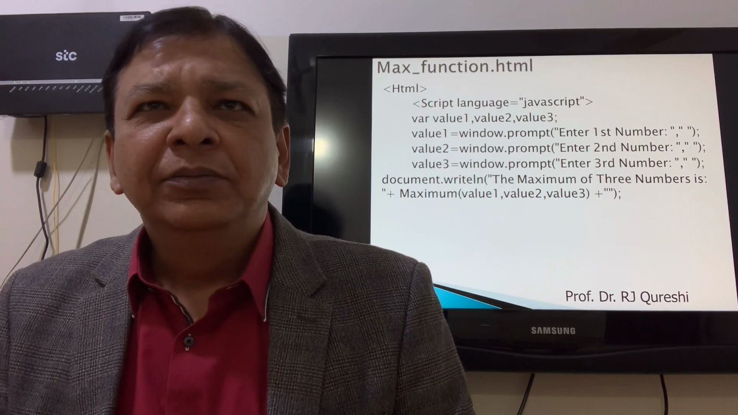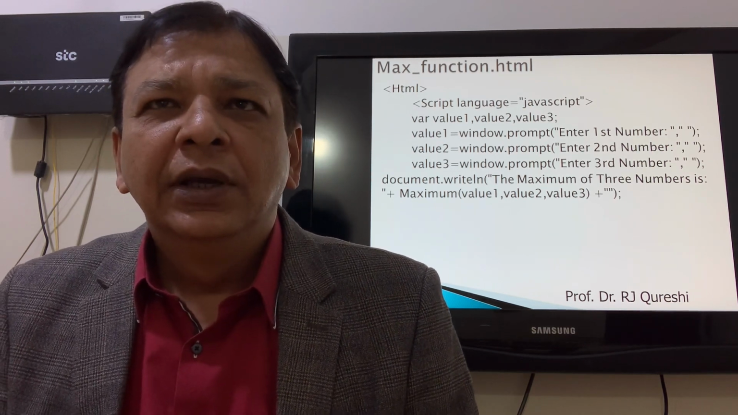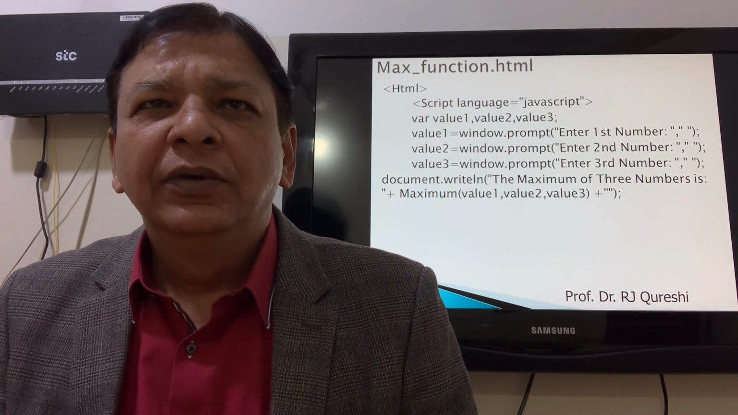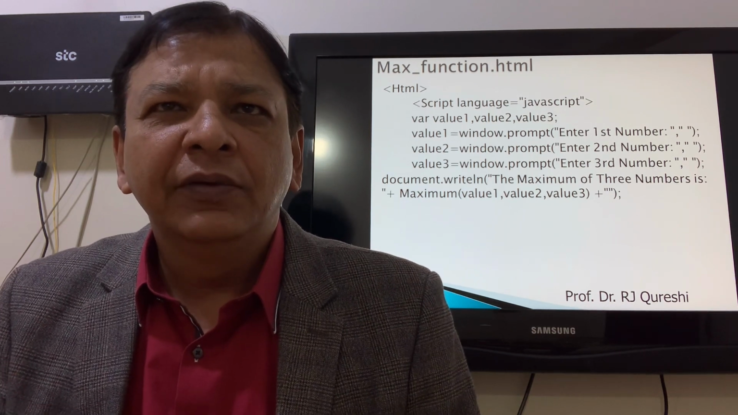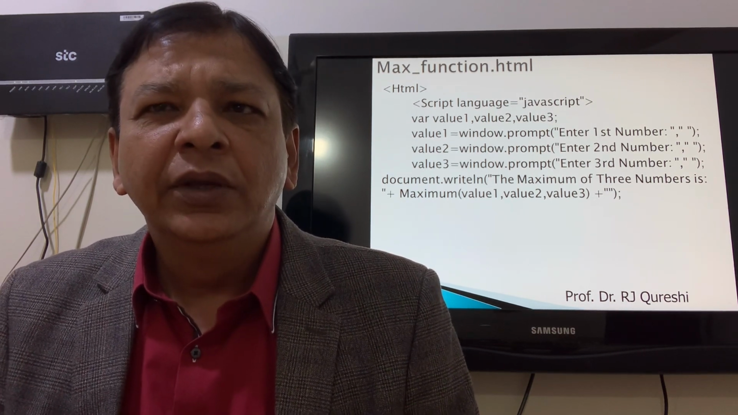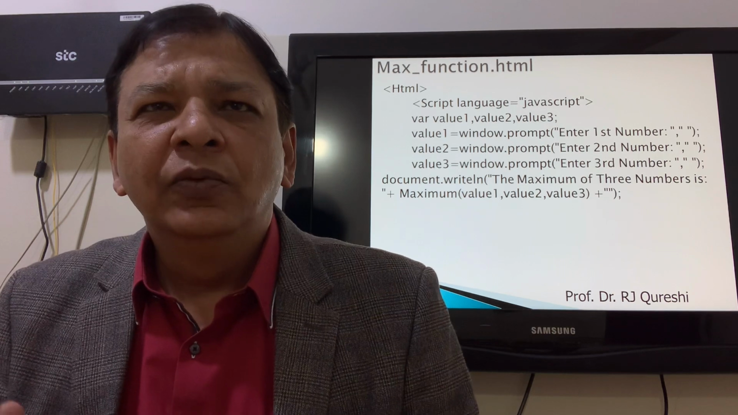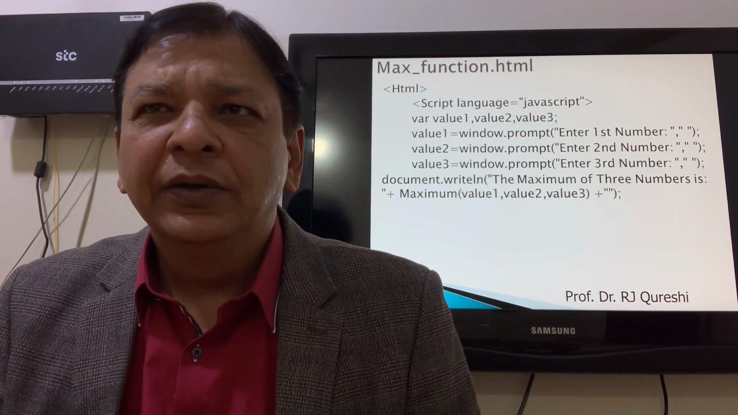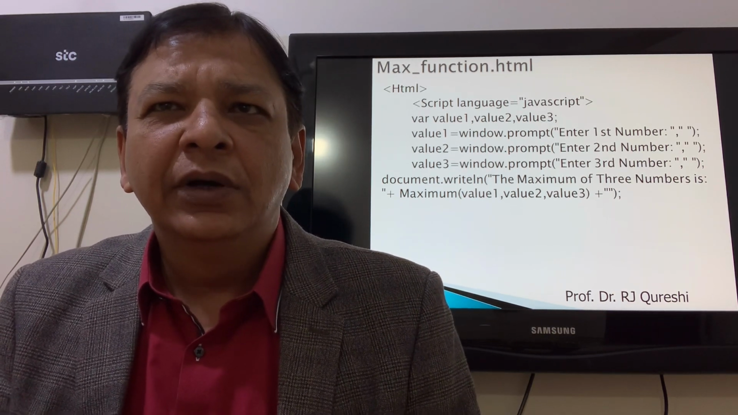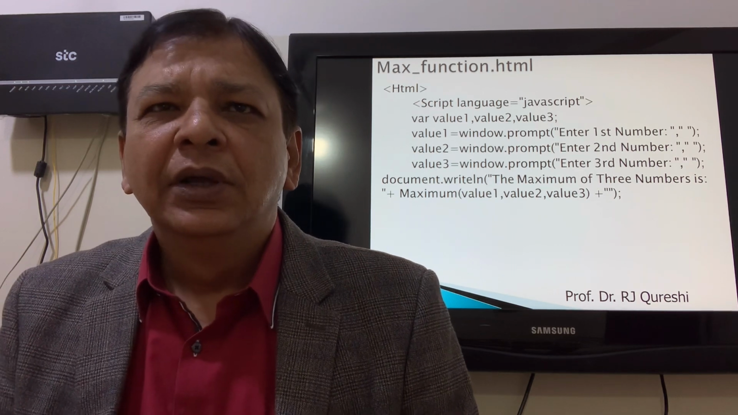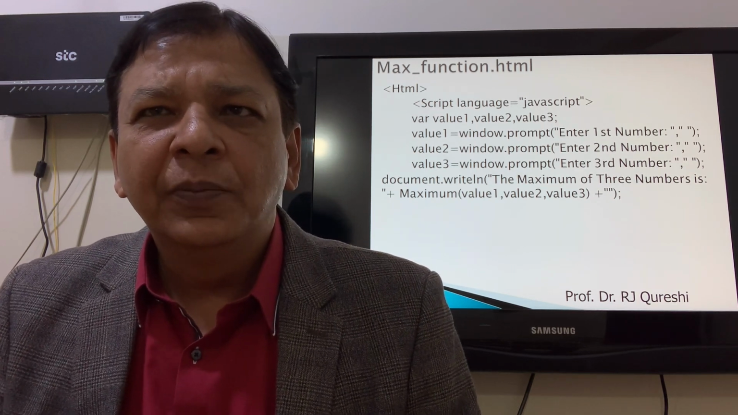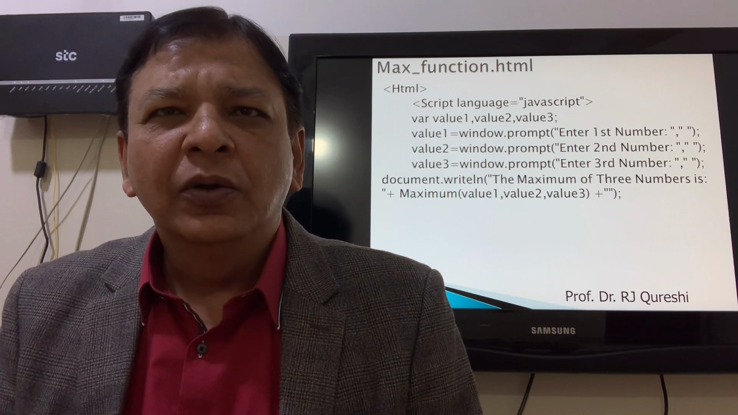Using JavaScript to find the maximum number among three numbers. Another exercise, maximum function.html. Script language is equal to JavaScript. var is the keyword to declare variables: value1, value2, value3. Value1 is equal to window.prompt, enter first number. Value2, window.prompt, enter second number. Value3 equal window.prompt, enter third number.